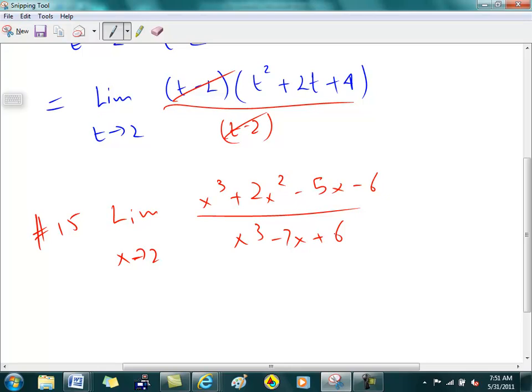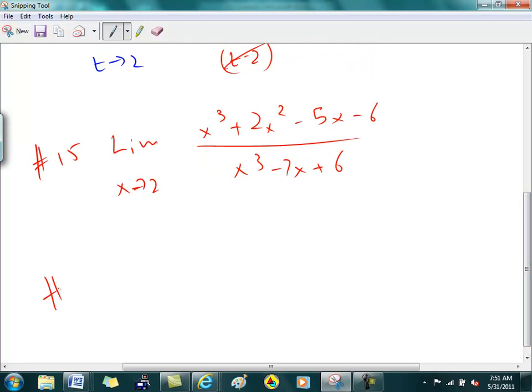For 13, what are we supposed to do? Well, 13 looks like that's factorable by grouping. I mean, that looks pretty obvious there. So all I'm going to do is just give you the rational function. So the rational function is this.